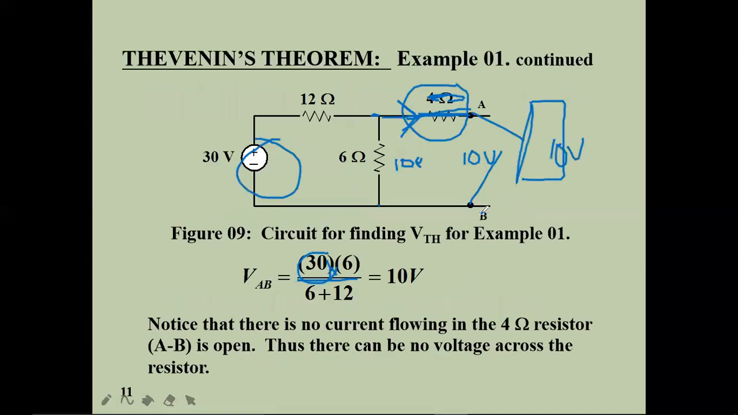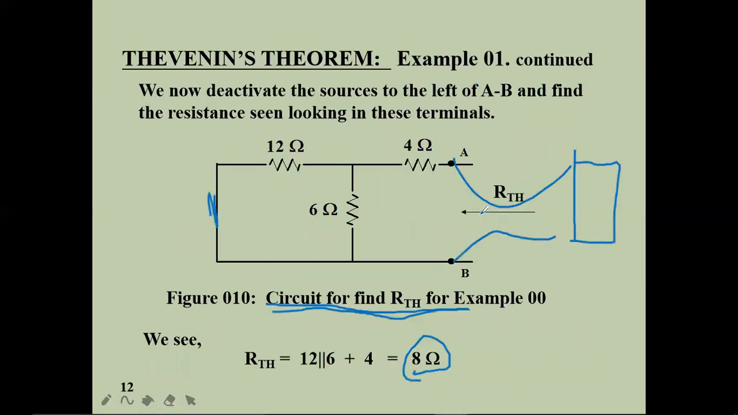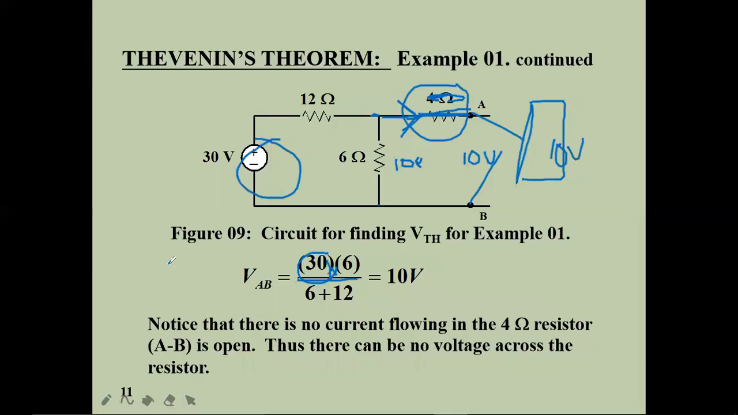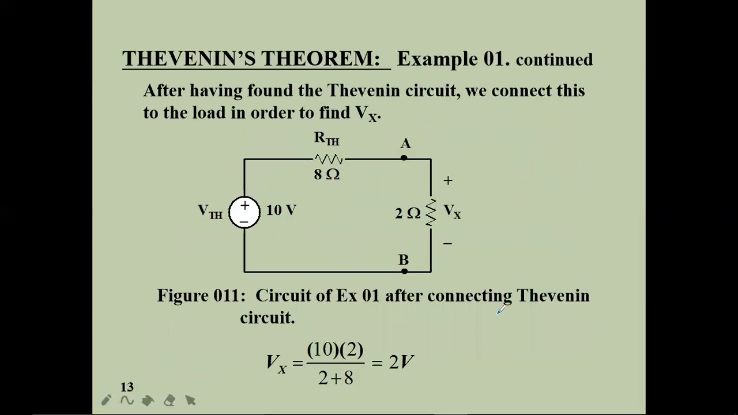In this slide, we find VTH. In this slide, we find RTH. So this is not VAB; you can name the 10 volts as VTH. You can use small or capital letters, that is your interest. Now I am going to attach this VTH, which is network 1, to network 2.